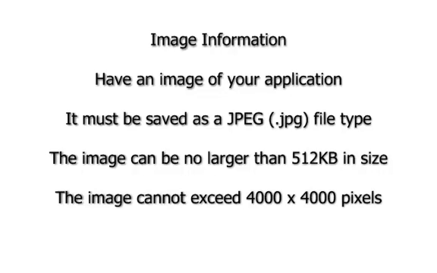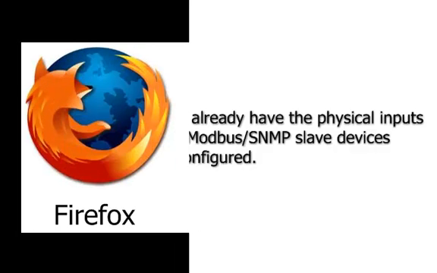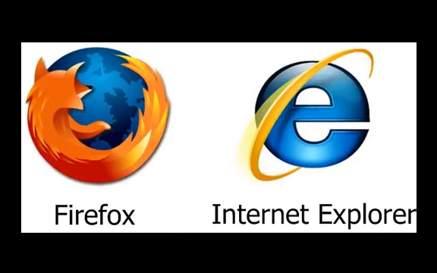Next step is you have to have an image of your application. It must be saved as a JPEG file type. The image can be no larger than 512 KB in size, and the image cannot exceed 4000 by 4000 pixels. Your Falcon FMS should already have the physical inputs configured and any Modbus SNMP slave devices configured. All RLE web-based equipment can be configured either using Firefox or Internet Explorer for a web browser.